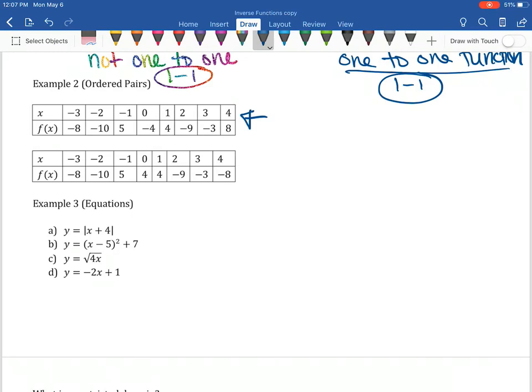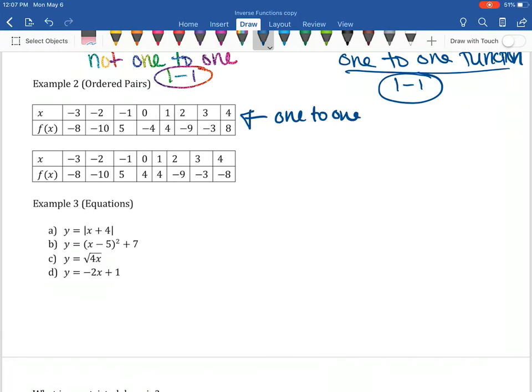I have -3 only mapped with -8. I have -2 only mapped with -10. And vice versa. If I look at that in reverse, where I look to see what's mapped with y, that -8 is only mapped with -3, I don't have any repeats there. So this is one-to-one.